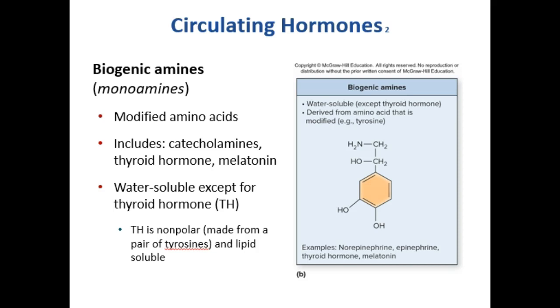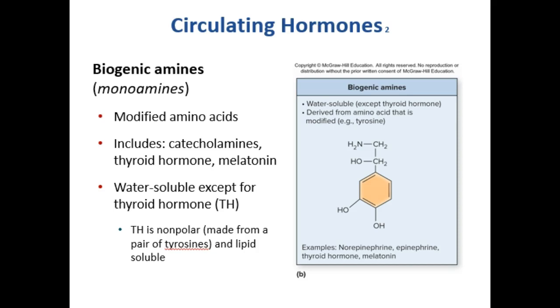When you think about biogenic amines, some examples are adrenaline or epinephrine, and norepinephrine. Even your thyroid hormone and your melatonin are examples of biogenic amines. And they are also water soluble, very much like your protein hormones. So they can blend into the water and blend into the bloodstream really, really well.